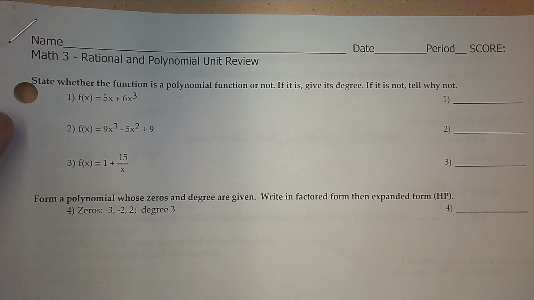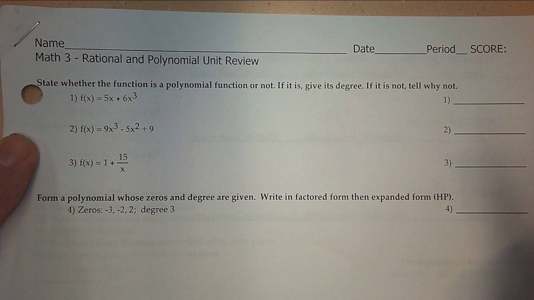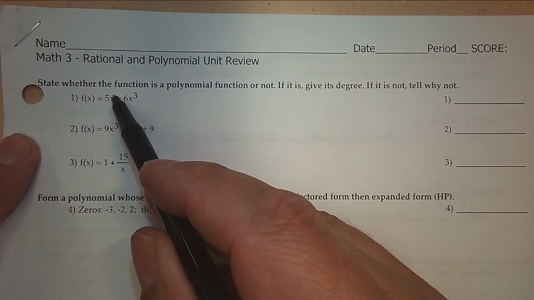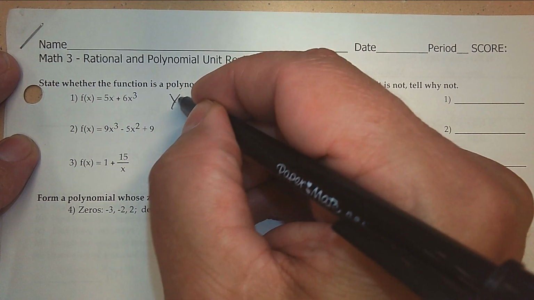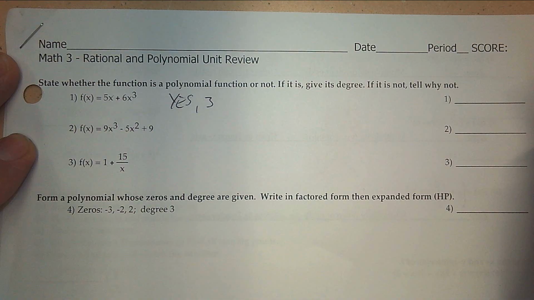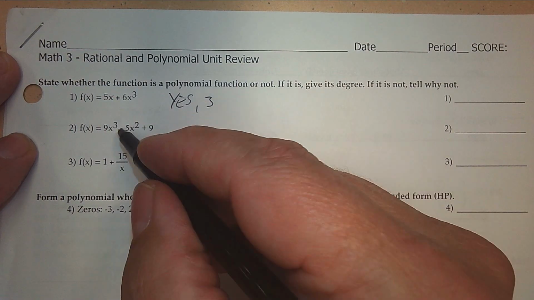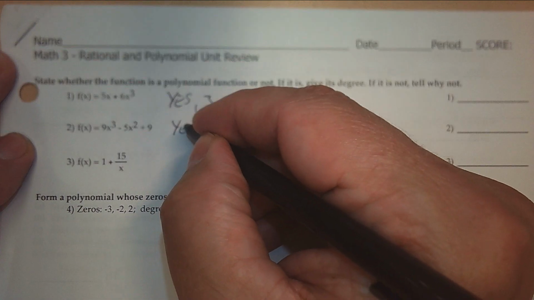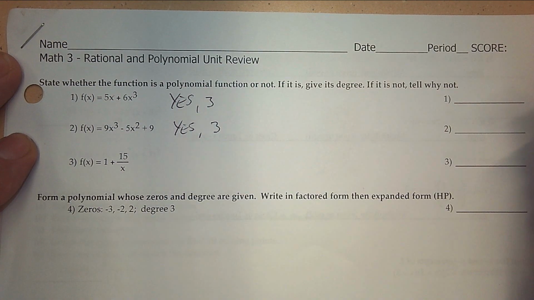State whether it's a polynomial or not. If it is, give its degree. So look at number 1. Positive whole exponents, yep, and the degree is 3. Look at the next one. Positive whole exponent, yep, and what's the largest exponent? 3 again. Here, what's wrong?